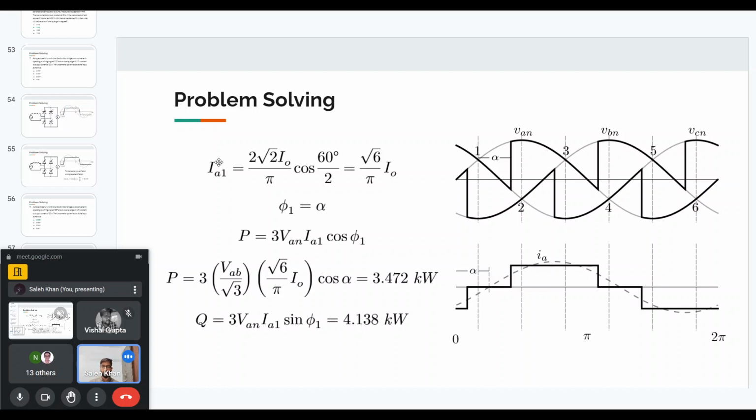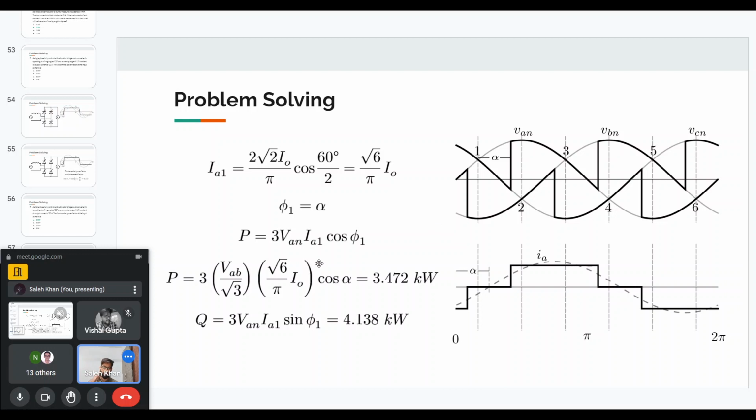So based on this, we can now find out the active power. The active power will be 3 times the phase voltage. We are given the line voltage, so divide that by root 3 and you will get the phase voltage. The fundamental current you can get from the first expression using the Fourier analysis of this quasi square wave.